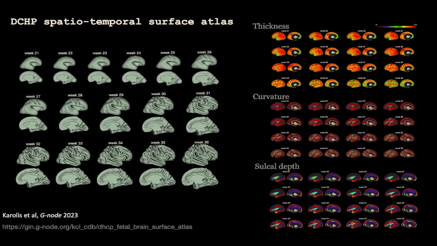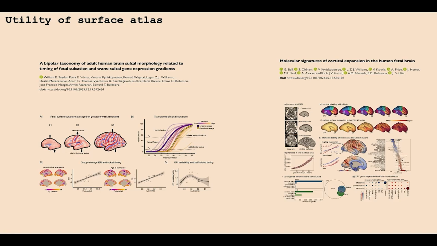The surface data allowed us to compute the first comprehensive spatiotemporal surface atlas, which spans the period from 21 to 36 weeks. This atlas is already getting attention from the neuroscientific community. For instance, these two papers were looking at biological developmental processes in utero in association with gene expression, and I was told that one of the papers was just accepted for publication in Neuron.